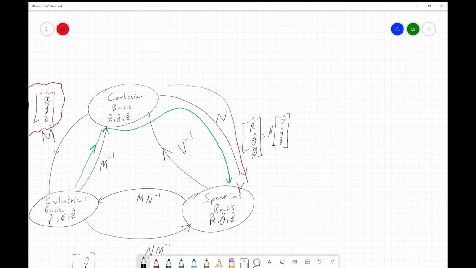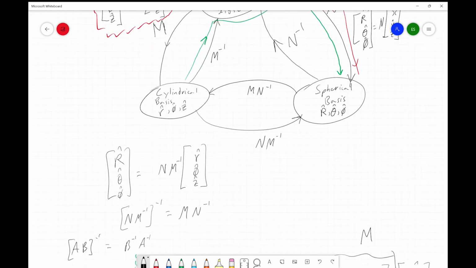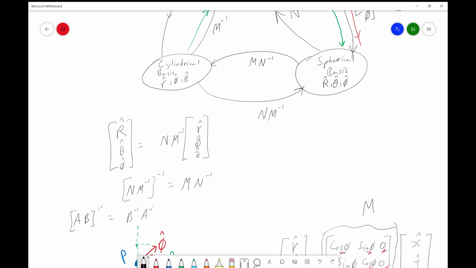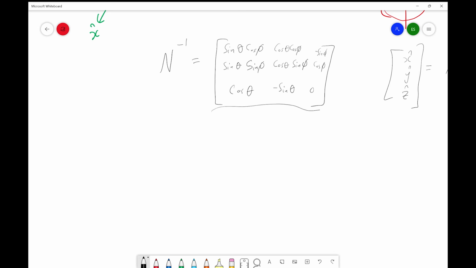So we said the transformation from cylindrical basis to spherical basis is just n m inverse. So now that we've found n and m and consequently n inverse and m inverse, we can find the transformation right away. So the transformation from cylindrical to spherical, right? We start from cylindrical, r hat, phi hat, z hat. The transformation is just n inverse, and we end up with the spherical basis.